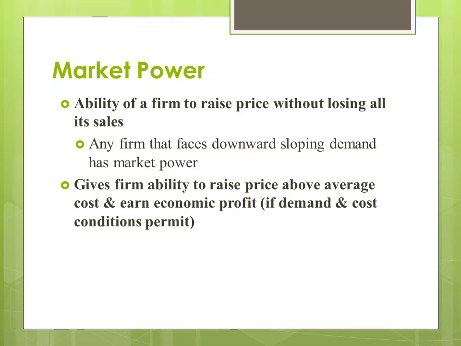And in market power, like in monopoly and monopolistic competition, the firm's demand curve will be downward sloping. This gives the firm the ability to raise price above average cost and earn economic profit if demand and cost conditions permit. Economic profit means abnormal profit which a firm gets in the long run. So in monopoly, in the short run and long run, the firm earns abnormal profit.